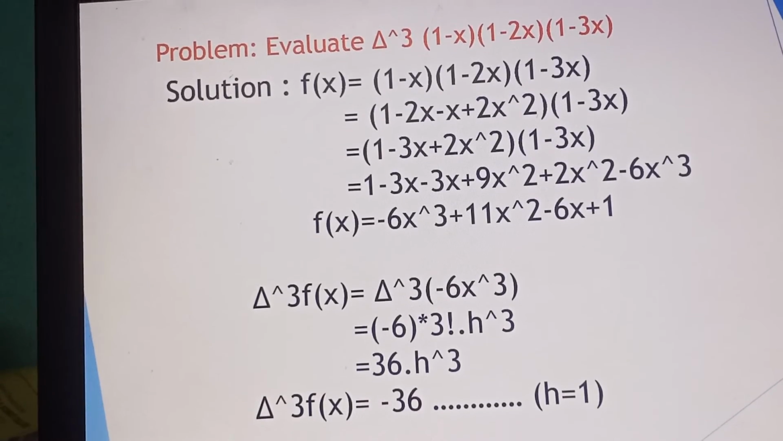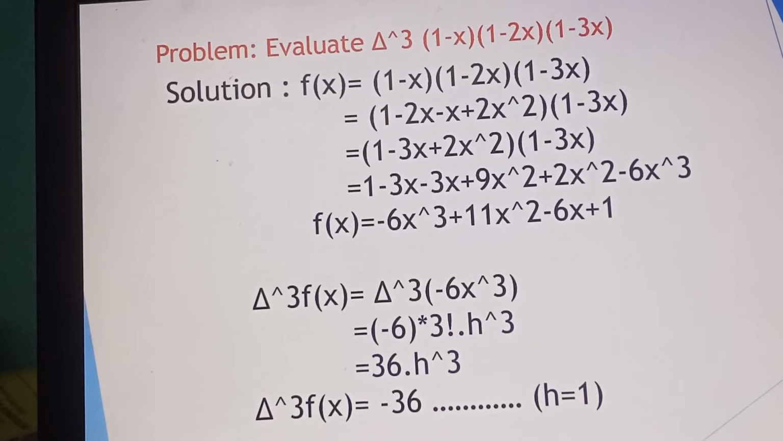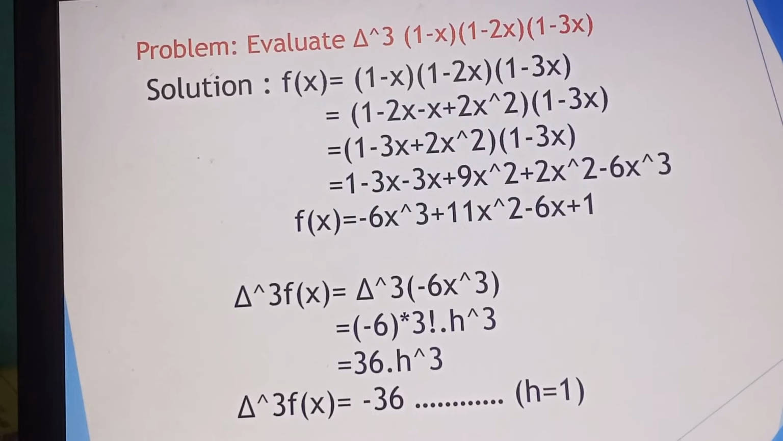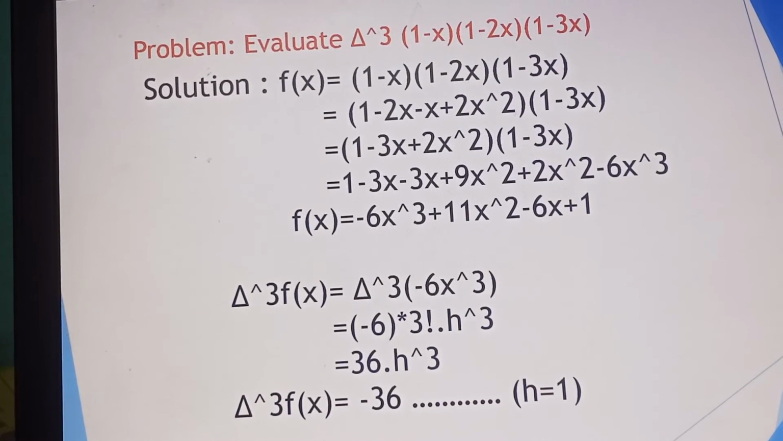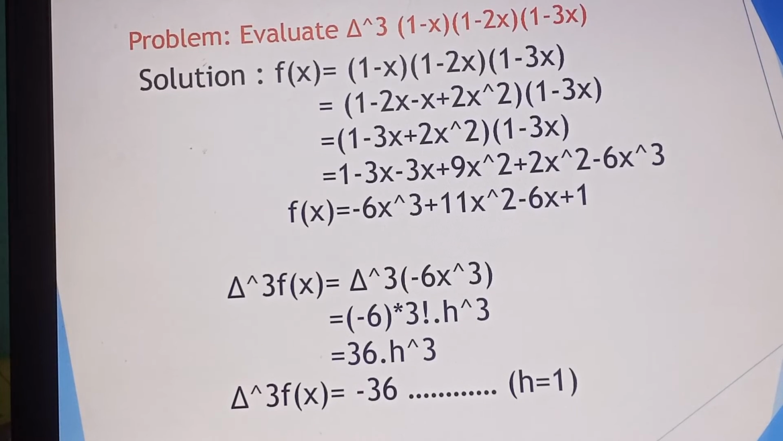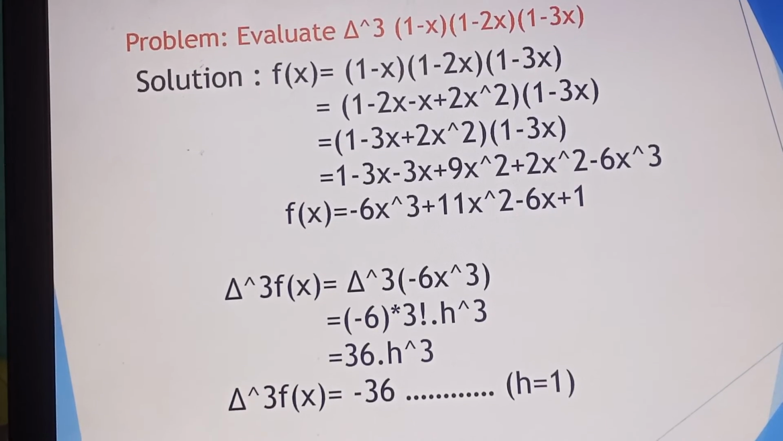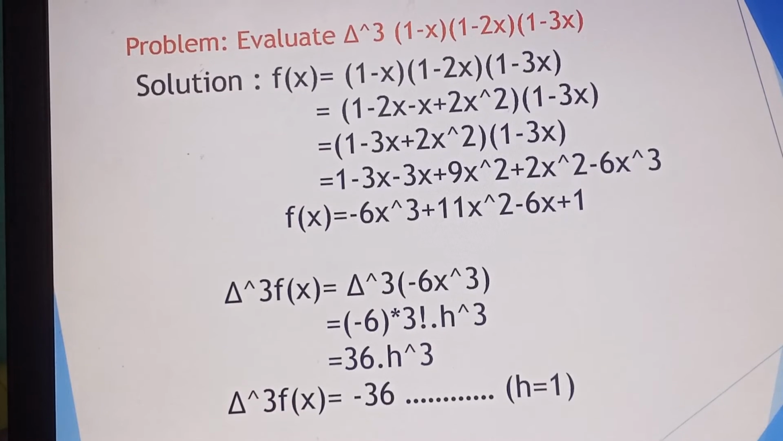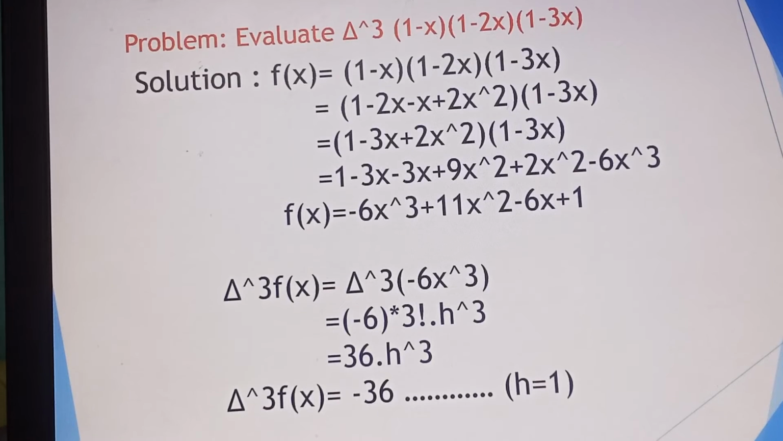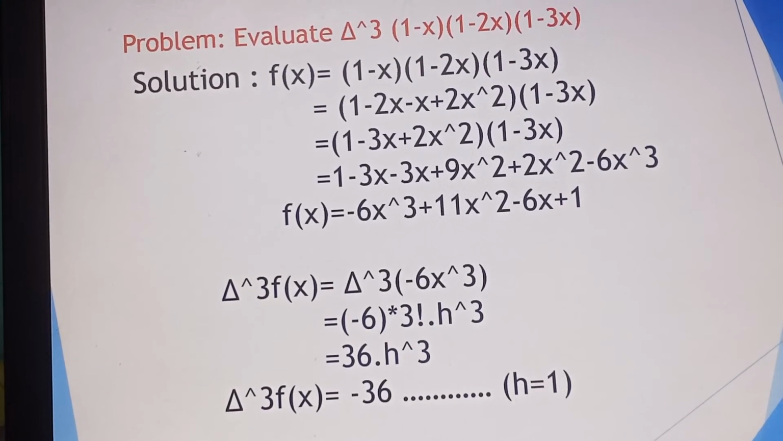From the above definition, we take the problem, that is evaluate delta cube of 1 minus x into 1 minus 2x into 1 minus 3x. The solution of this problem: f of x equal to 1 minus x, 1 minus 2x, 1 minus 3x. We consider f of x equal to this.